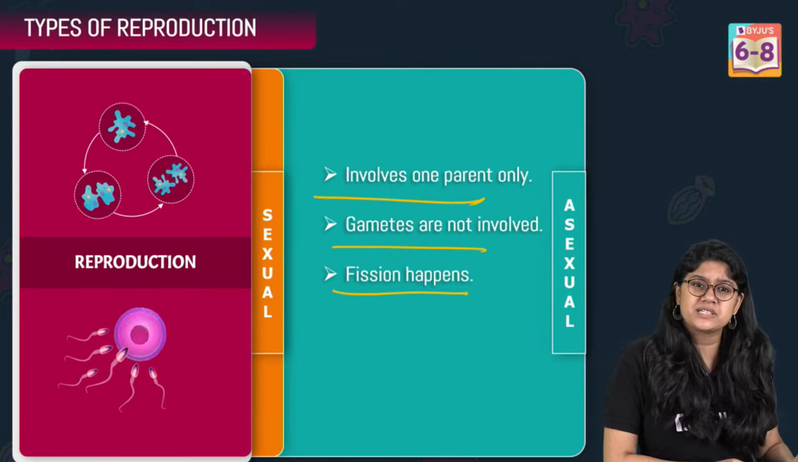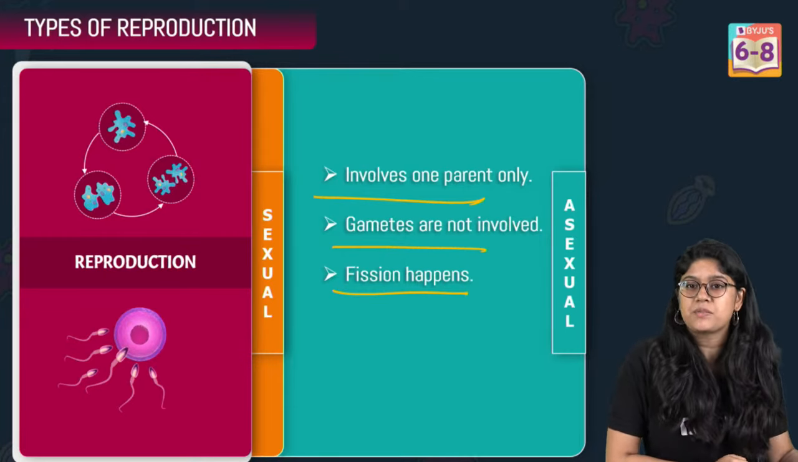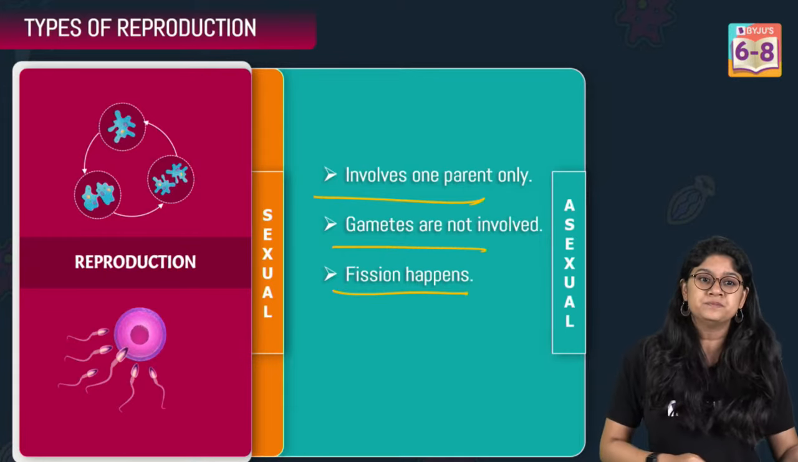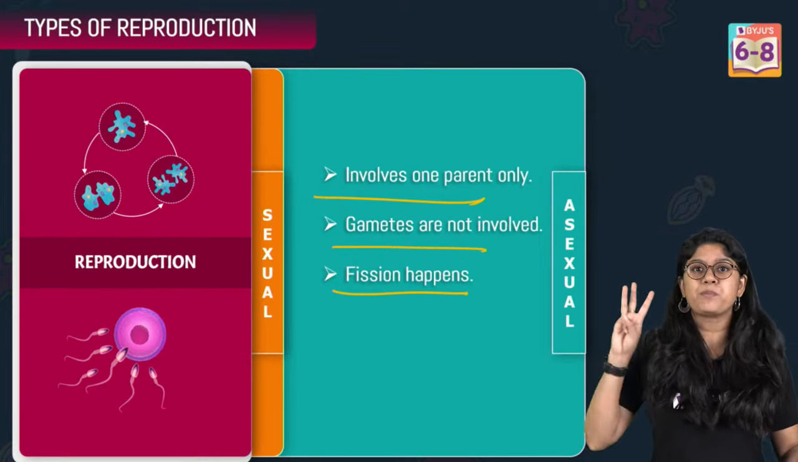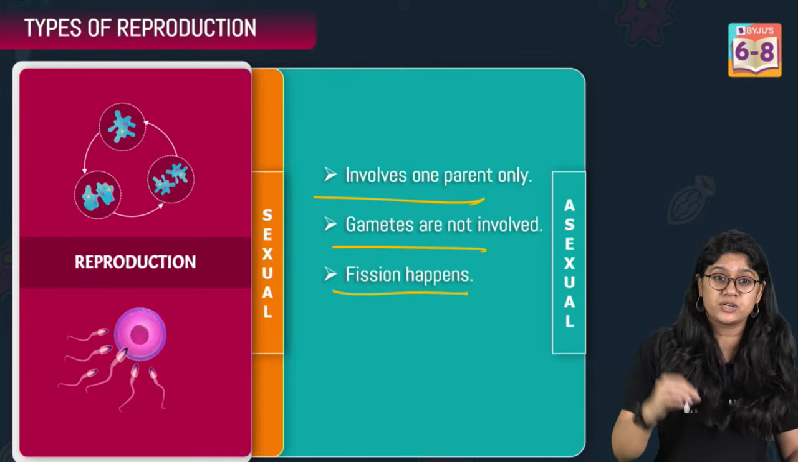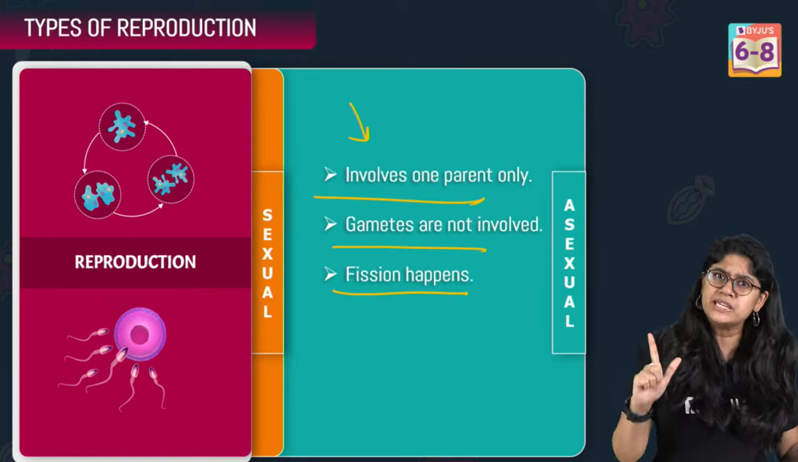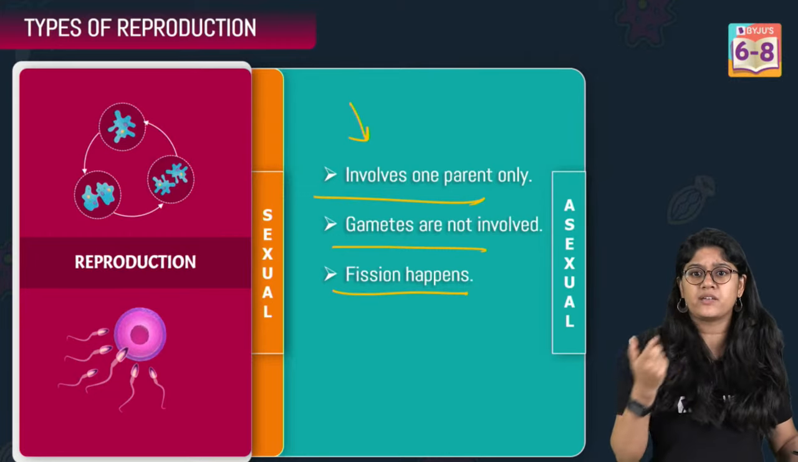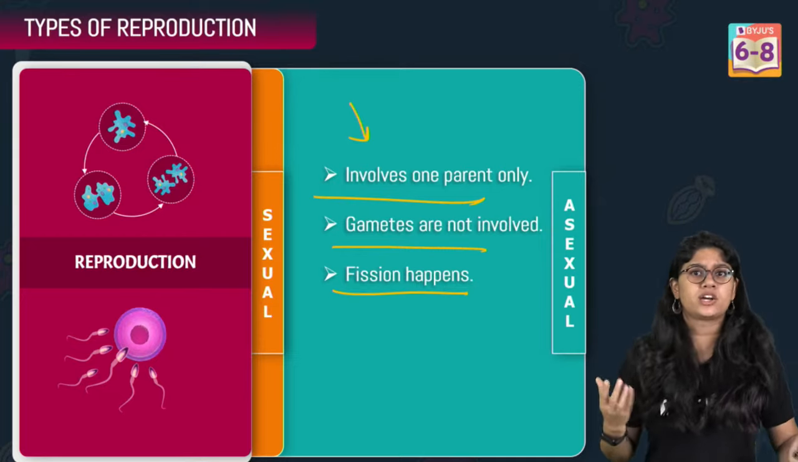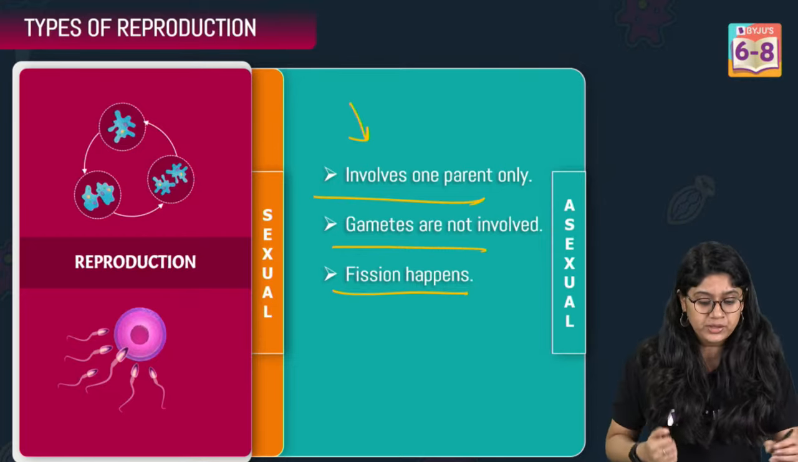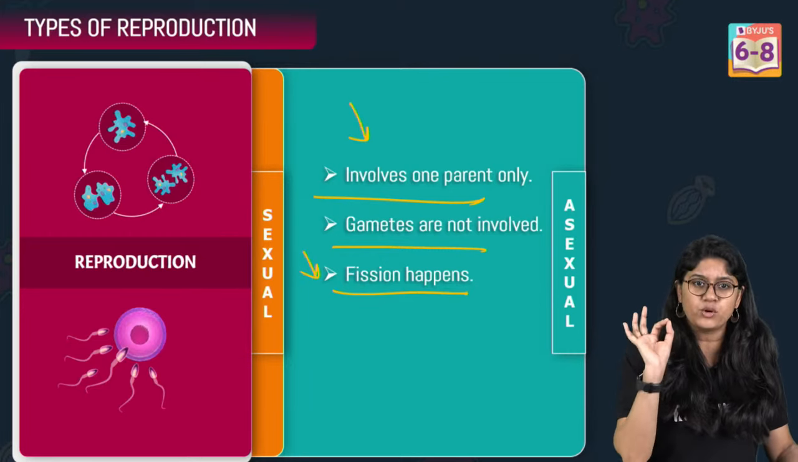Yes, it happens, Nandini, no worries. Over here, we'll discuss. Harsimran, just give me a minute. We'll discuss that also. Are we clear? Yes, very good. So there are three important points to remember in asexual reproduction. Only one single parent is involved. Gametes are not involved. Gametes are nothing but the germ cells, like sperm and ovum. They're not involved. There's no fertilization. And it happens with the help of fission. We'll discuss it, what is fission over here?